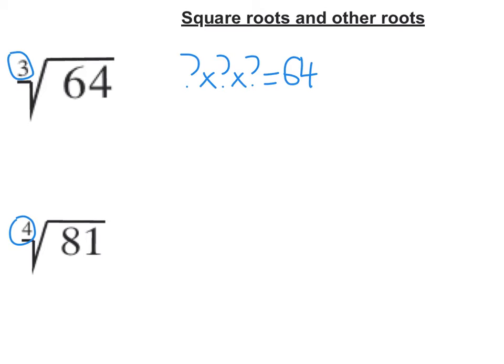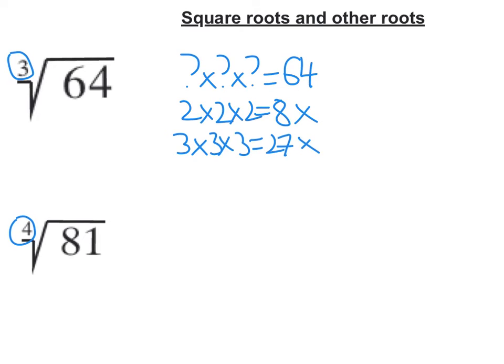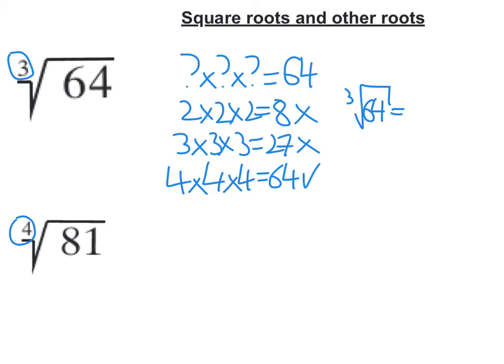So let's just do some trial and error. Let's try 2. Well, 2 times 2 would be 4, times another 2 would be 8. So that's not it. Let's try 3. 3 times 3 is 9, times another 3 is 27. That's not it. Let's try 4. 4 times 4 is 16, times by another 4 is 64. So the cube root of 64 is 4.